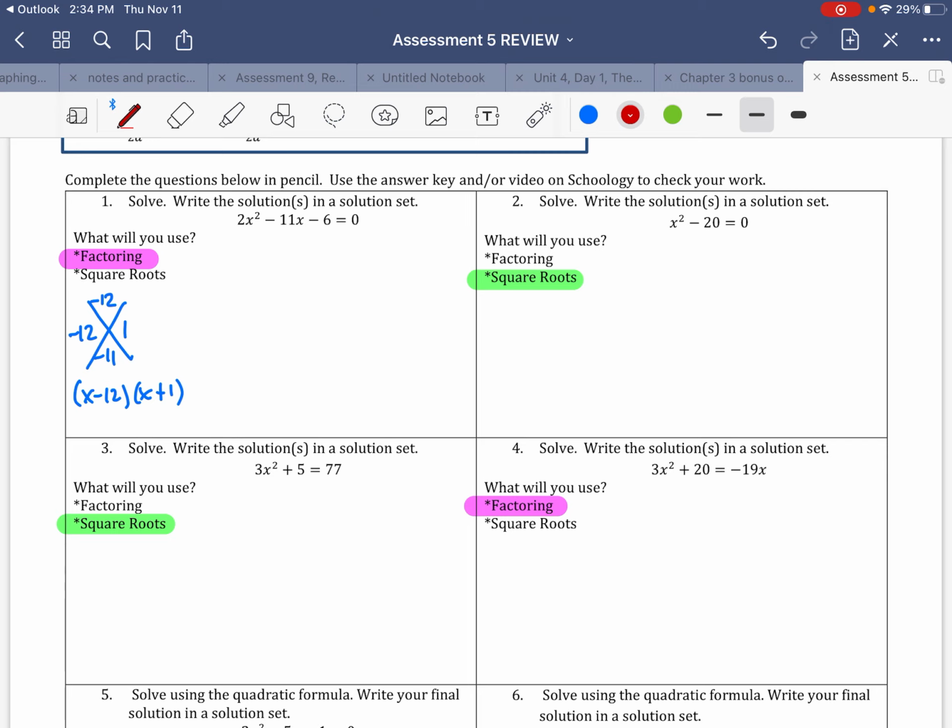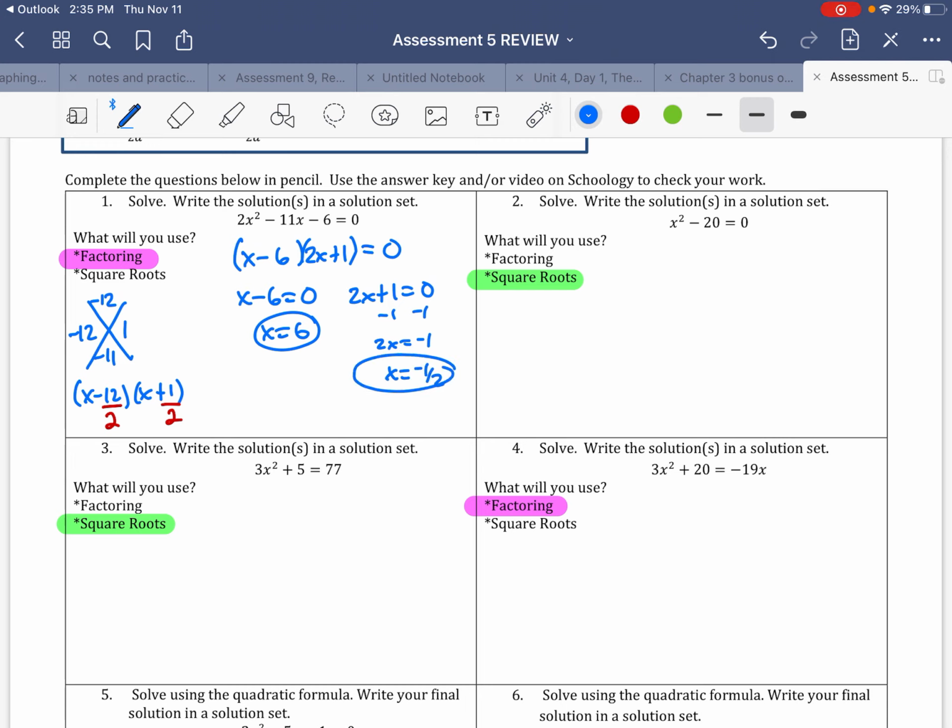But remember, this is like the fake answer. I still have to divide these things by the 2 that I multiplied. So 2 here and 2 there. So my factoring for this problem is x minus 6 and 2x plus 1. Let me fix that a little bit. It's a little bit small inside there. 2x plus 1. All right, so then I set these equal to 0. x minus 6 equals 0, which gives me an answer of 6. Over here, 2x plus 1 has to be 0, and I take away 1. 2x equals negative 1, and so my answer is negative 1/2.